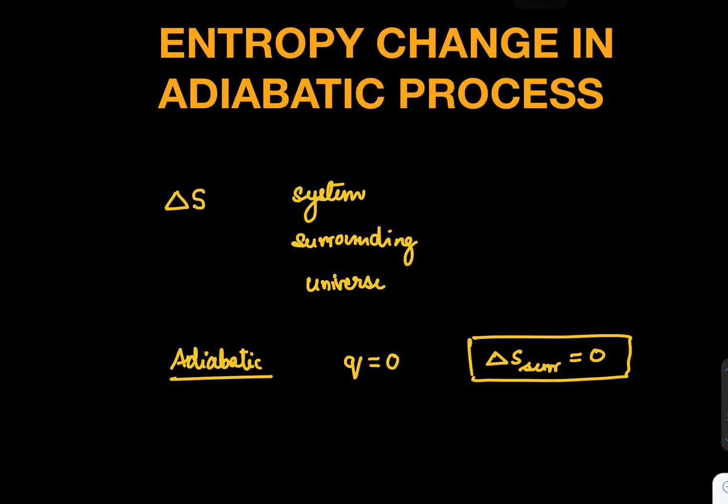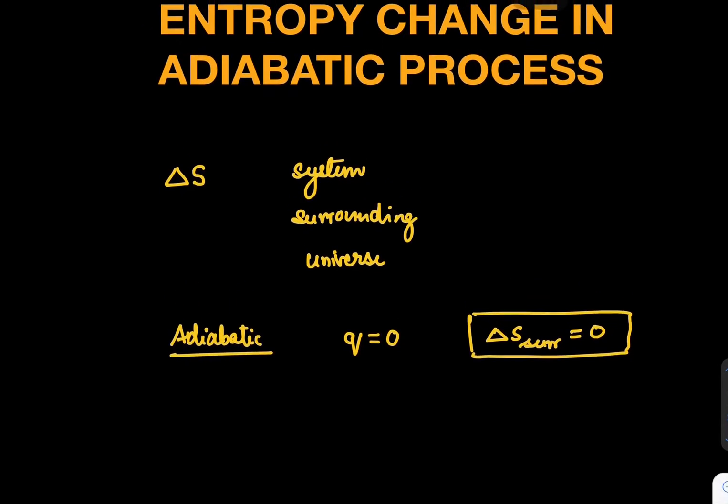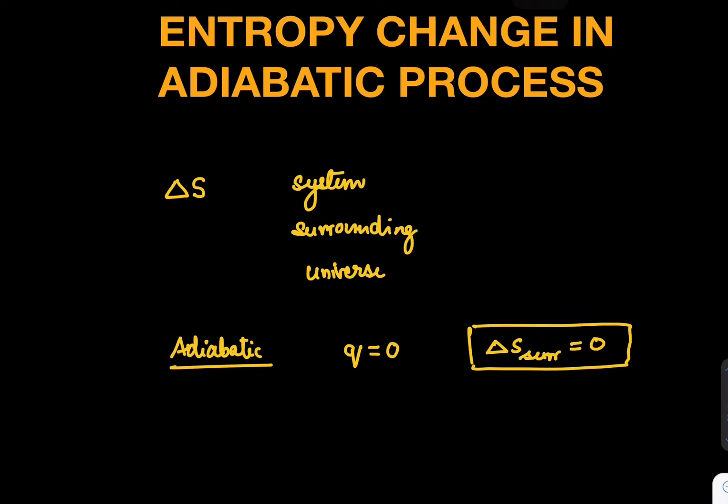So remember, if it is an adiabatic process, by definition, adiabatic processes are those processes where Q is 0. That means there is no heat exchange with the surrounding. And since there is no heat exchange with the surrounding, you can always say delta S surrounding is 0. So take this as a thumb rule, that delta S surrounding is definitely 0, be it any type of adiabatic process. Be it reversible, or irreversible, or free expansion, in all such cases your answer for delta S surrounding will remain 0 without any confusion.